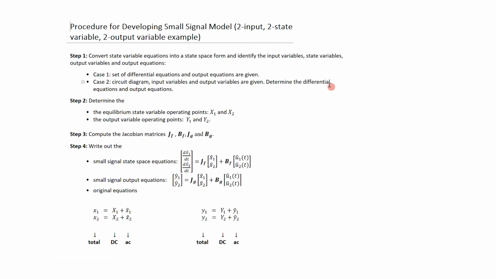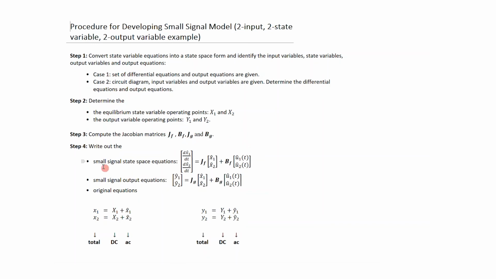The next step is to determine the equilibrium state variable operating points. That would be x1 and x2. It's always the first step. You need to determine what these are, because the only information you're given is the steady state variables for the input. But the state variables are dynamic, so these need to be computed first. Once you have these, and you have the input variables, then you can determine the output variable operating points, y1 and y2. Once you have this information, the next step is to compute the Jacobian matrices, which are for the state space equations and the output equations.